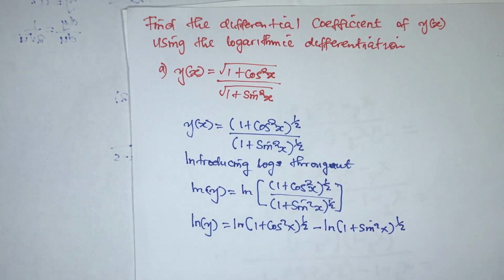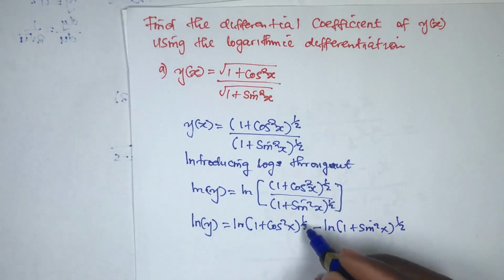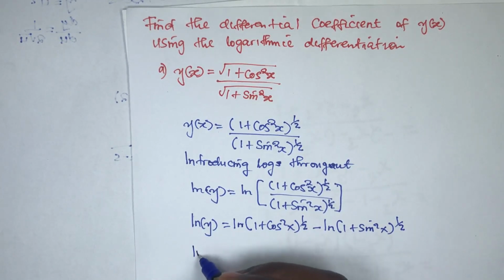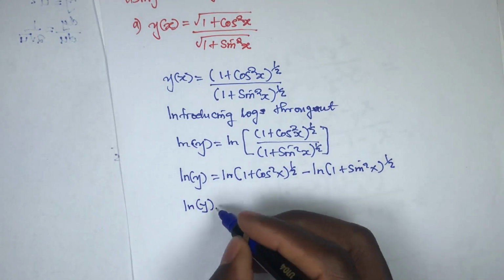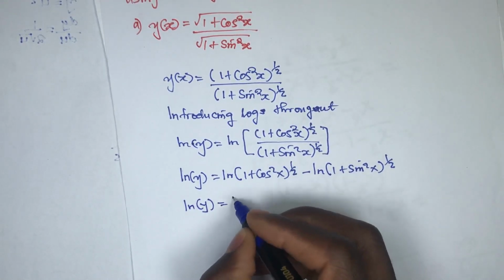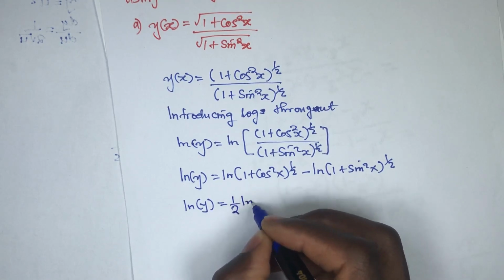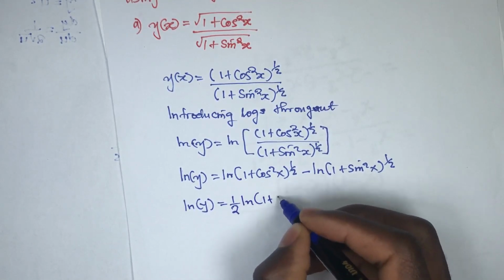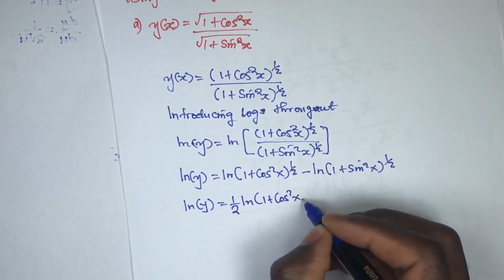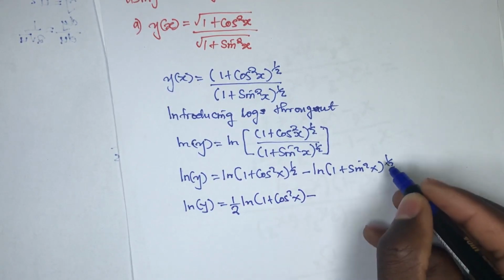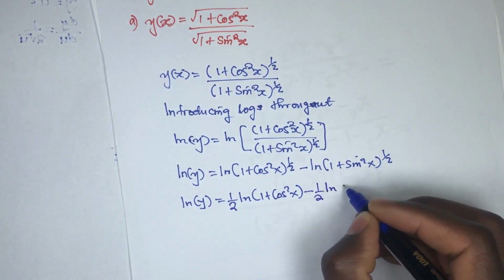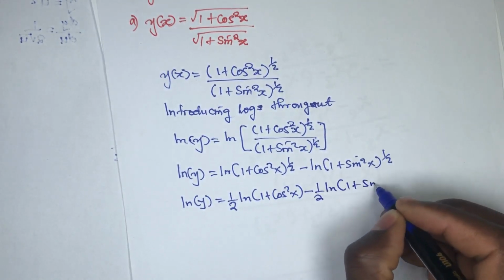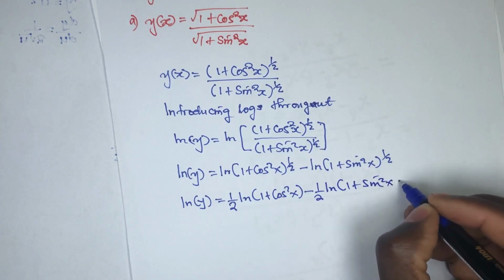Now we can utilize another property of logs: if you've got a power like this, it can be dropped to this side. So ln y is equal to half ln of (1 plus cos squared x), minus, also dropping that half there, 1 over 2 ln of (1 plus sin squared x), like this.